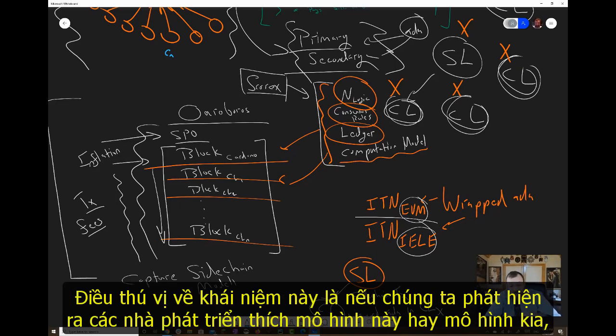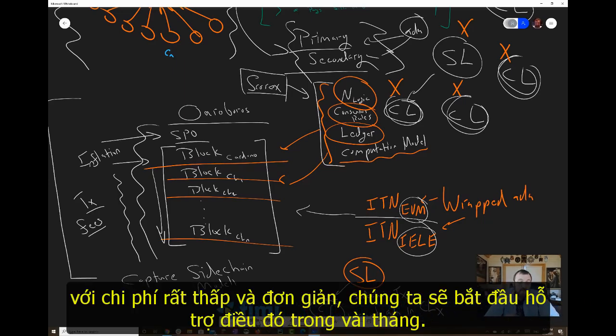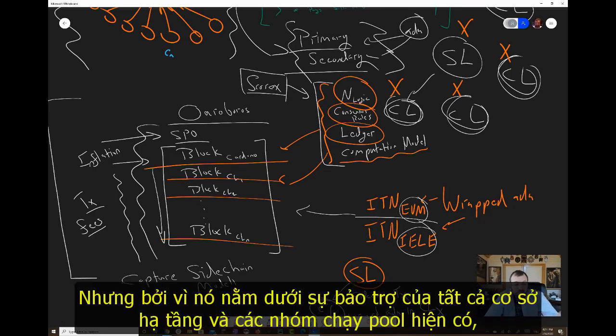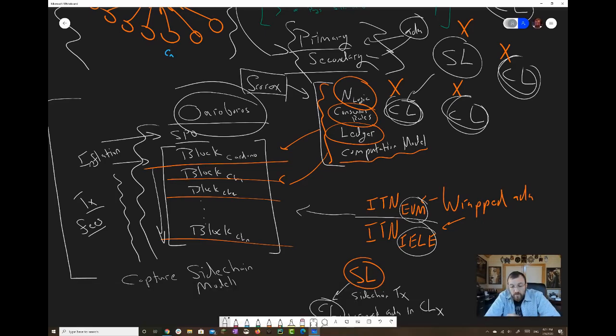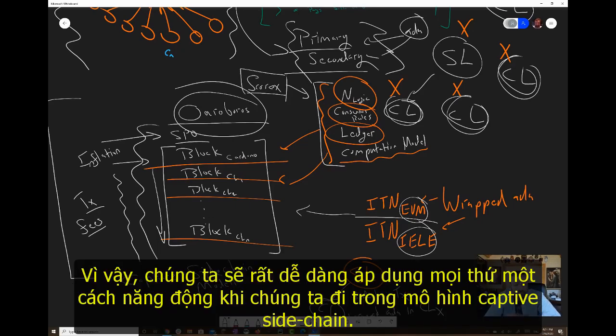What's really exciting about this concept is if we find that developers really do prefer one model or the other, it would be very low cost and easy, like a matter of months, for us to begin supporting that. But then, because it's under the umbrella of all the Ouroboros infrastructure and the existing stake pools we have, we would still preserve all the benefits of our system: the speed, the scalability, the reliability, the settlement time, et cetera, et cetera. So it's going to be very easy for us to dynamically adopt things as we go in the captive sidechain model if we want to.